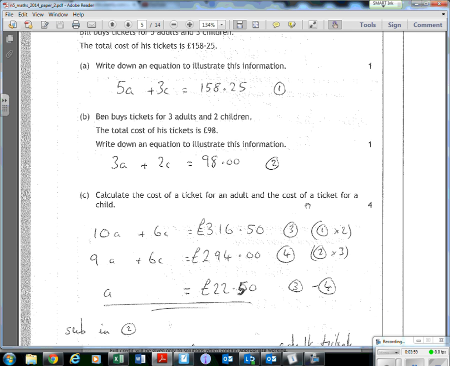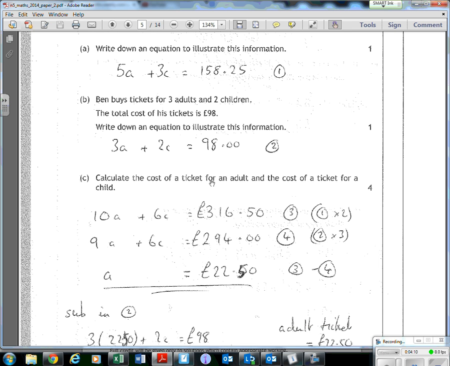B, talking about Ben, he buys 3 adults and 2 children tickets, costs £98. So again, just shortening it, 3a plus 2c equals 98.00, or just 98 would be fine. Calculate the cost of a ticket for an adult and the cost of a ticket for a child. So we want the coefficient, the amount of either a or c, to be equal. So if I double everything on the top line and triple everything in equation 2, I will get 6c and 6c, and they will be equal.